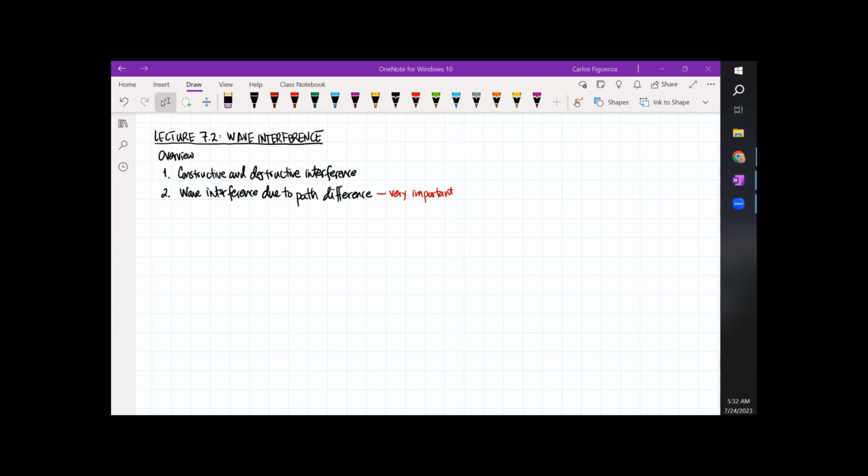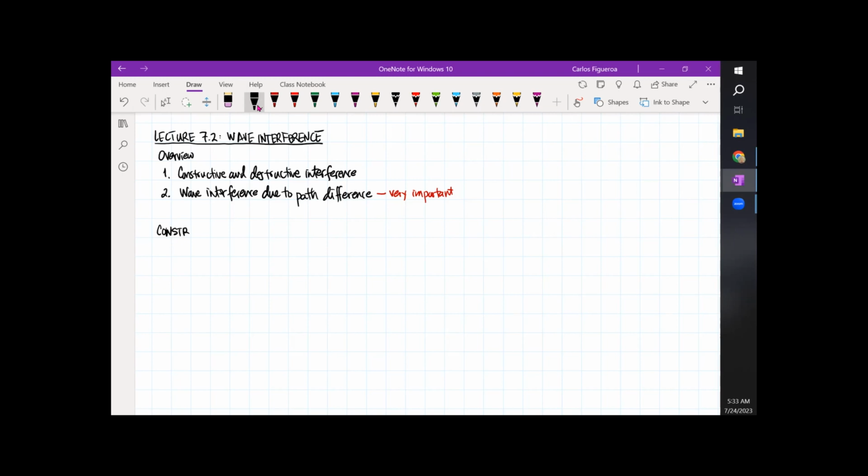Lecture 7.2, wave interference. The overall view of this lecture is that we first want to start off with understanding the basics of constructive and destructive interference. However, part 2, wave interference due to path difference, is by far the most important piece. So that's really what we need to explain to the best of my ability here.